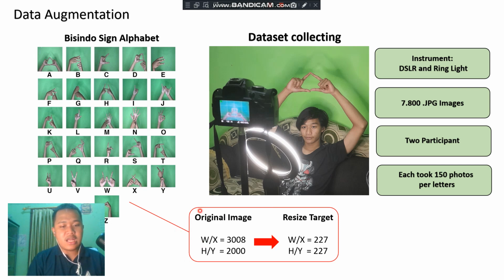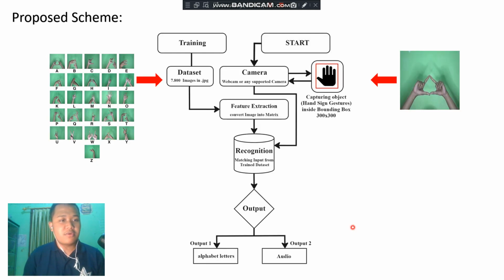The first thing here is the original image. The original image we took with the DSLR is stored with the size of 3008 by 2000. It's much bigger than what AlexNet can accept for detection, so we bring it down into 227 by 227 pixels. We resize it down so it can be accepted by our system. Here is the proposed scheme.